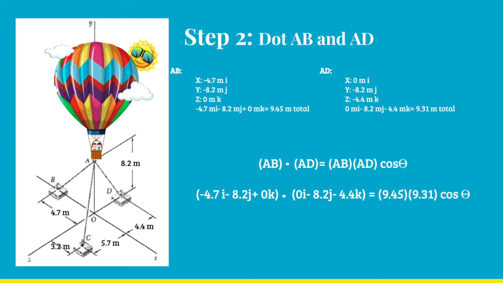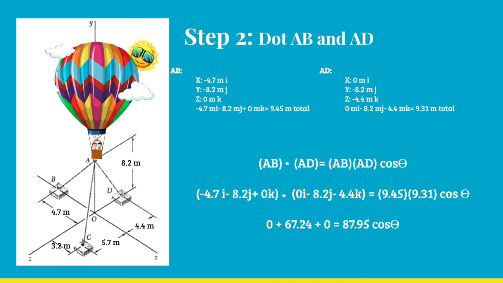This will read: (negative 4.7i minus 8.2j plus 0k) dot (0i minus 8.2j minus 4.4k) equals 9.45 times 9.31 times cosine theta. We get 0 plus 67.24 plus 0 on the left, and it is set equal to 87.95 cosine theta.